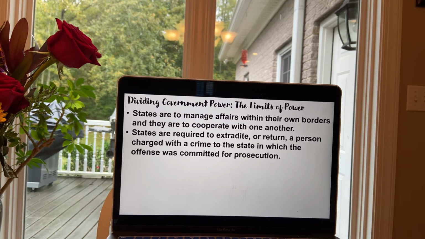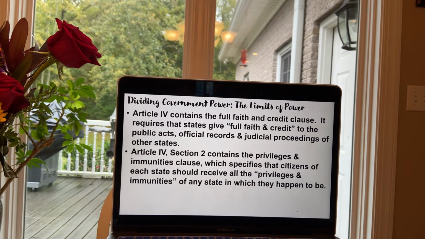States are required to extradite, or return, a person who has been charged with a crime to the state in which the offense was committed for prosecution. So, for example, if you commit a crime in the state of Alabama, you cannot just flee to California and expect to not be responsible for your crimes, because California will extradite you back to Alabama.